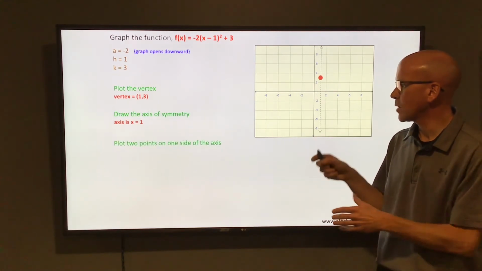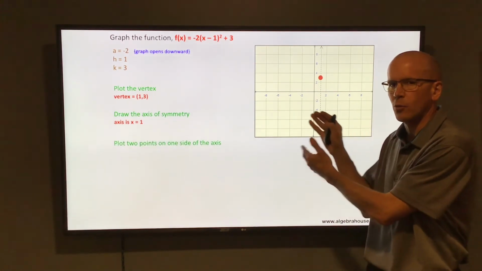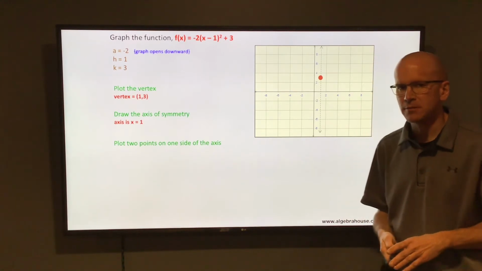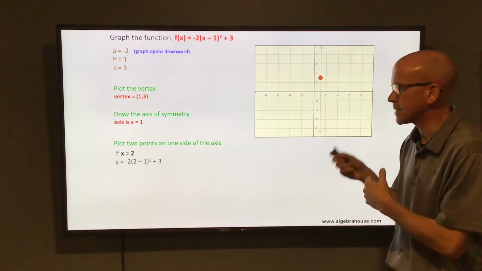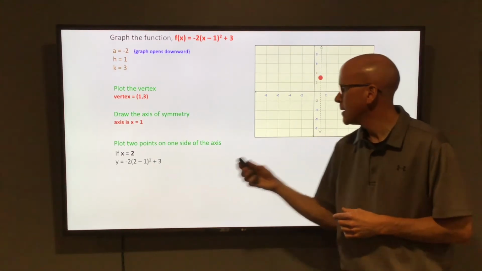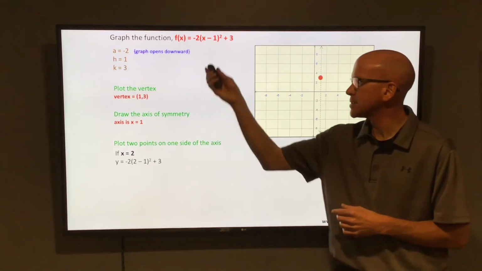And then from there, you want to either pick a couple points to the right or a couple points to the left of that axis of symmetry. Put those down, and then we'll match that up on the other side. So we're going to go on the right side here. We're going to put 2 in for x and see what the value of y is.